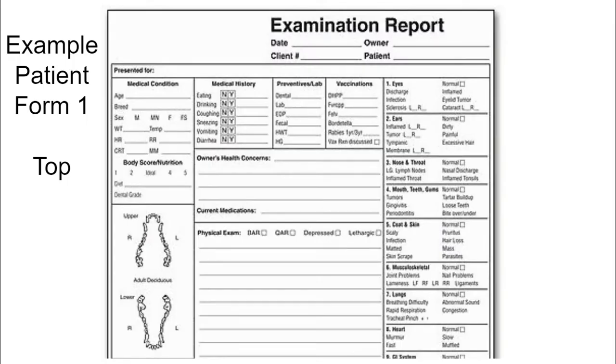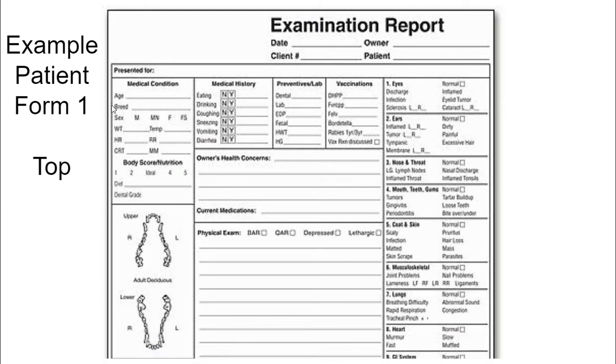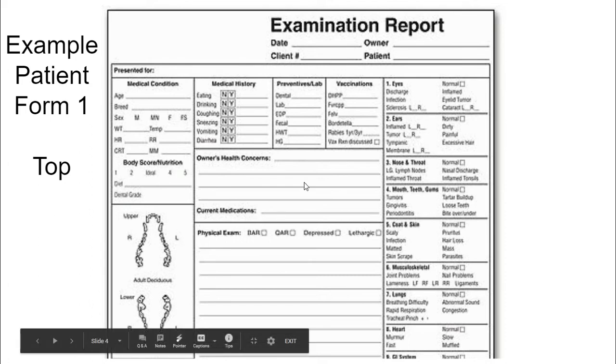Okay. So here is our first examination example record. You can see this doesn't really include the signalment across the top as it will in others. It's actually right here. They've got age, breed, sex, etc. They've got some information on body score and nutrition, diet information, any dental information. They've got a section for teeth. What are the owner's concerns?